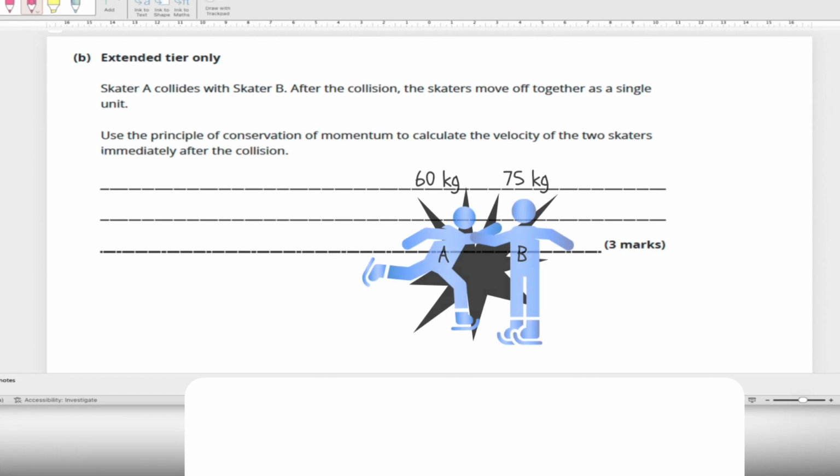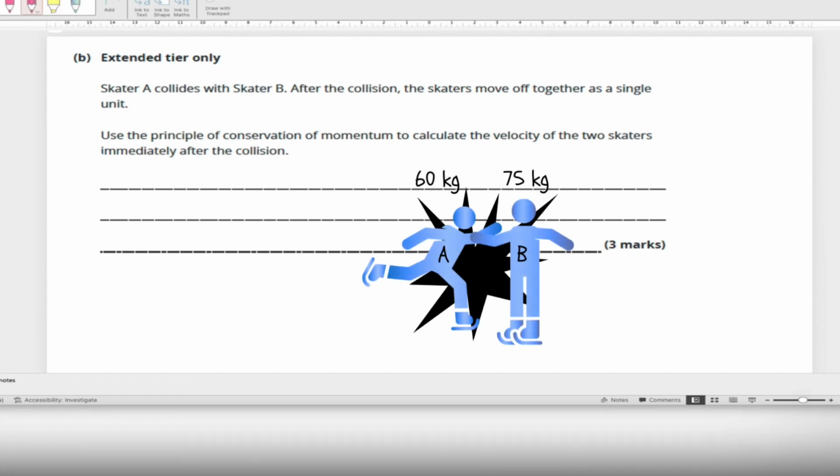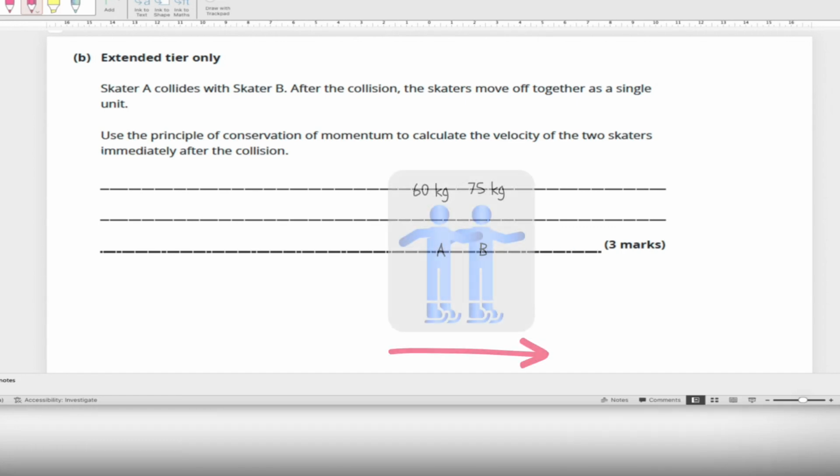Skater A collides with skater B. Now they crash. After the collision, the skaters move off together as a single unit. Use the principle of the conservation of momentum to calculate the velocity of the two skaters immediately after the collision.